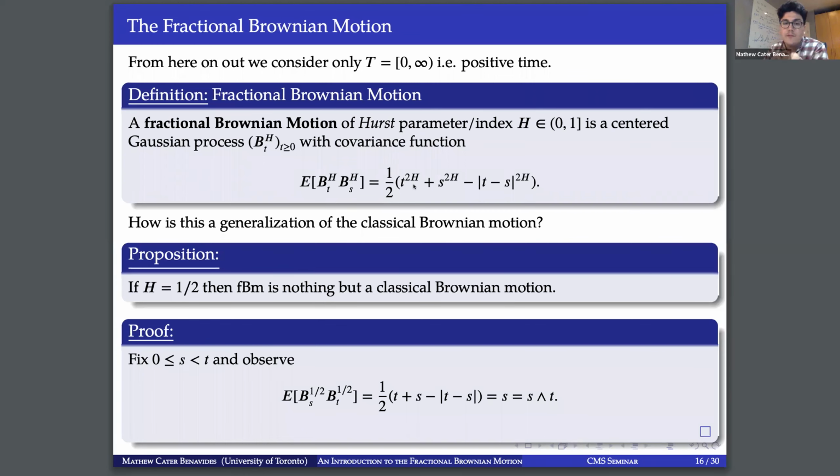And it does. So if you take a half up here, and you suppose that S was less than T, this immediately simplifies to S, which serves as the minimum of S and T. There's, of course, no loss of generality on the ordering of S and T. Okay.